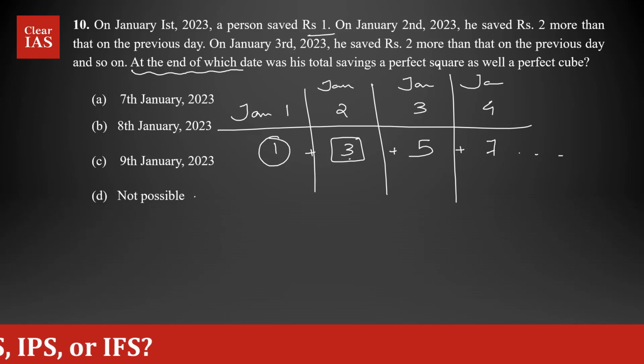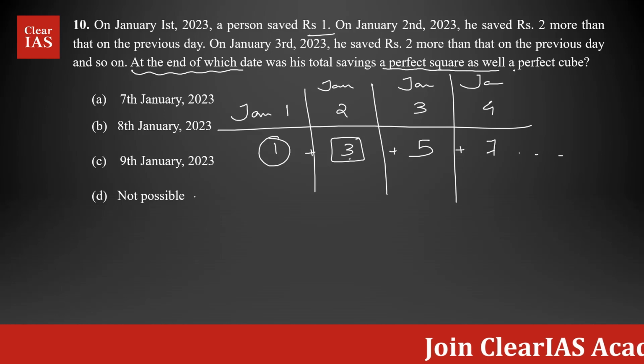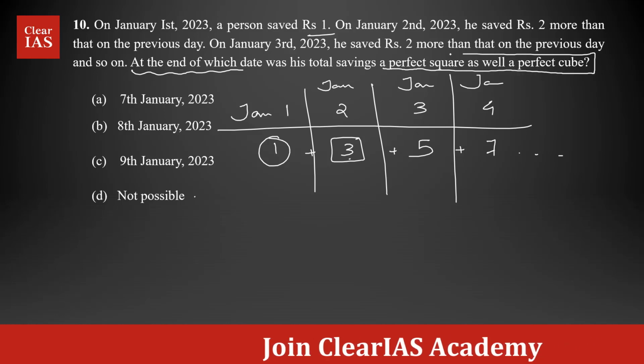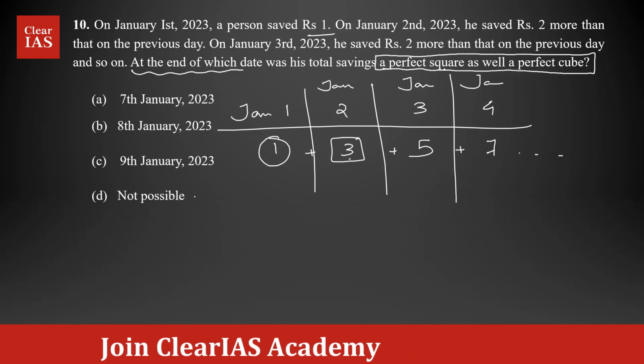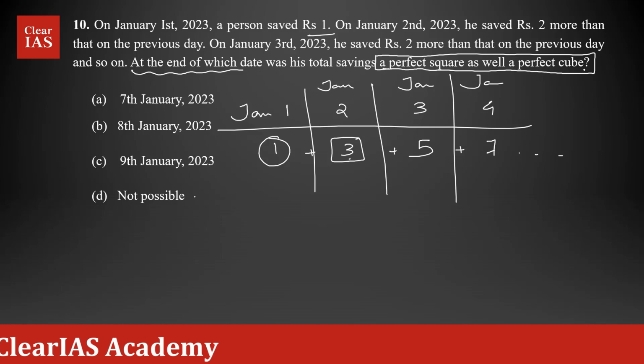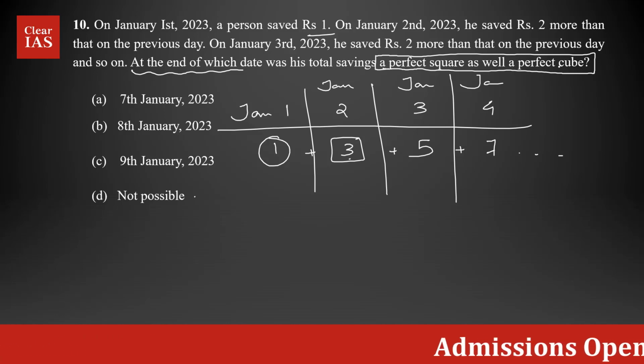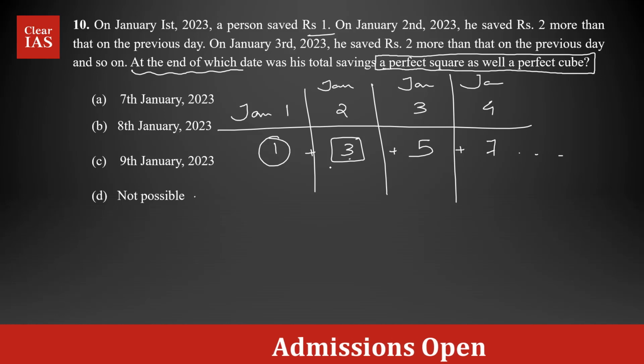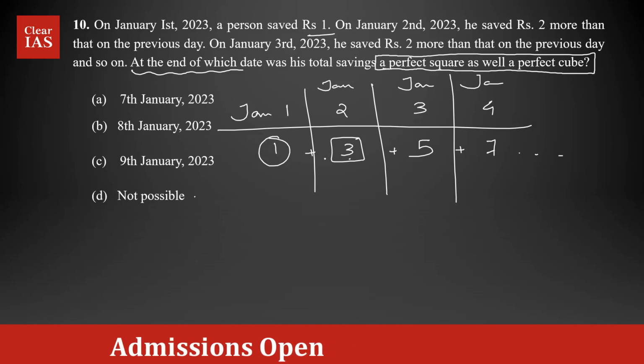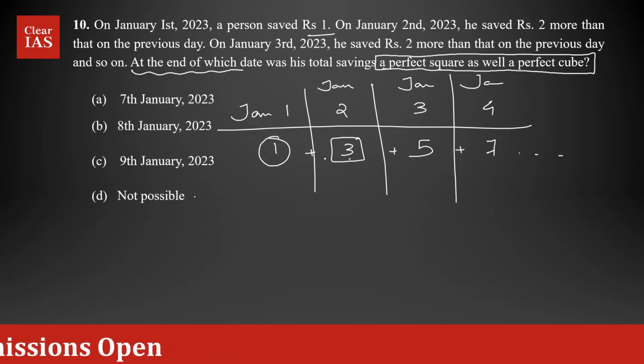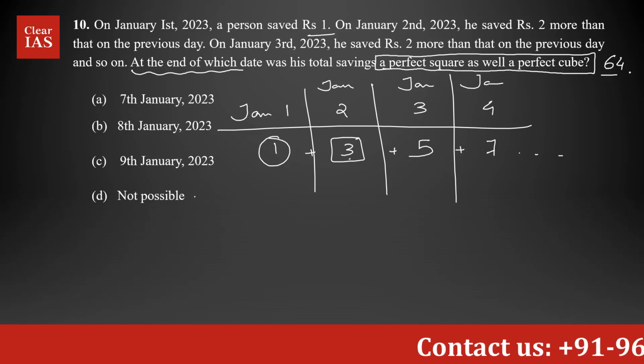So the total saving is a perfect square as well as a perfect cube. The challenging part is to find which number is a perfect square as well as a perfect cube. The first number that comes to your mind is 1. 1 is a perfect square as well as a perfect cube, but that will not work here. That means he saved only 1 rupee, which is not possible. So the next number is 64.